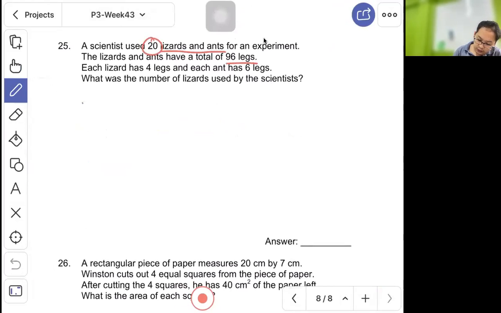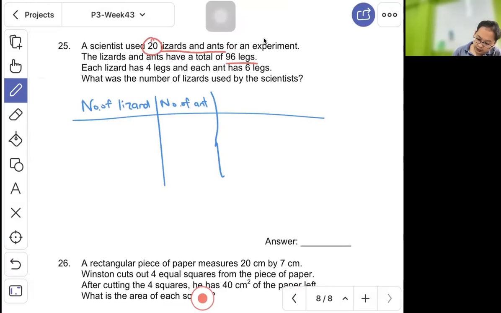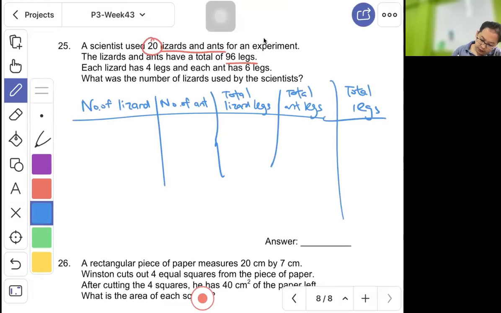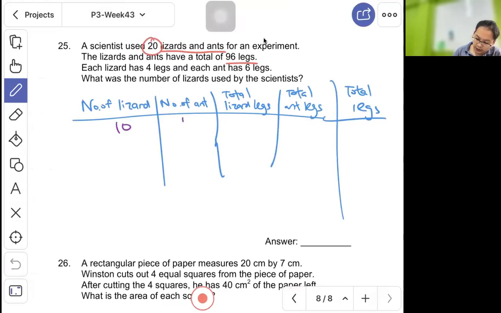So guess and check. So here I can put the number of lizards. Here the number of ants. So here is the total lizard legs. Yeah, total ant legs. And here's the total legs. So you can guess here, maybe 10 lizards, 10 ants. 10 lizards will have 10 times 4, 40. 10 ants will be 10 times 6, 60. Add together, 100. So it's wrong because they want 96.